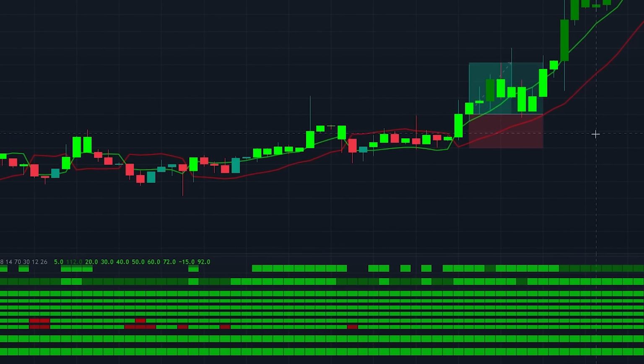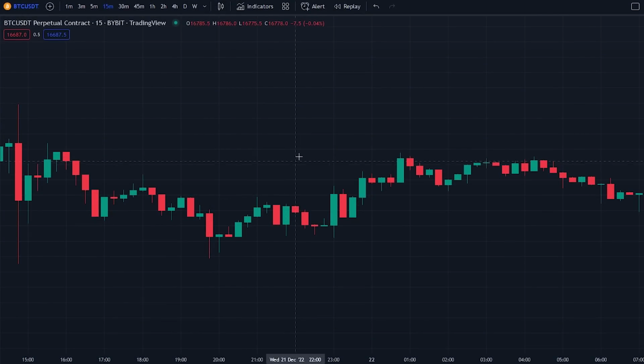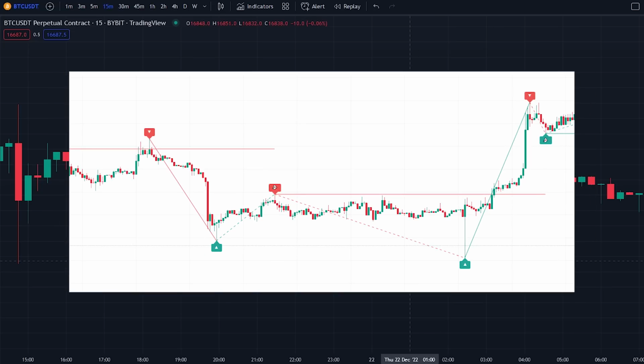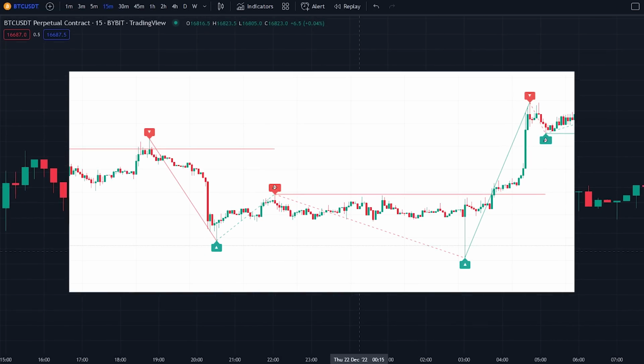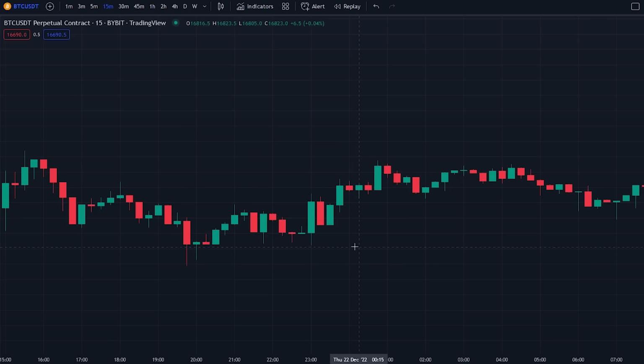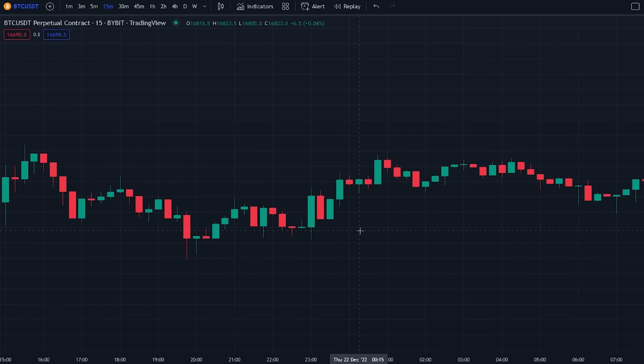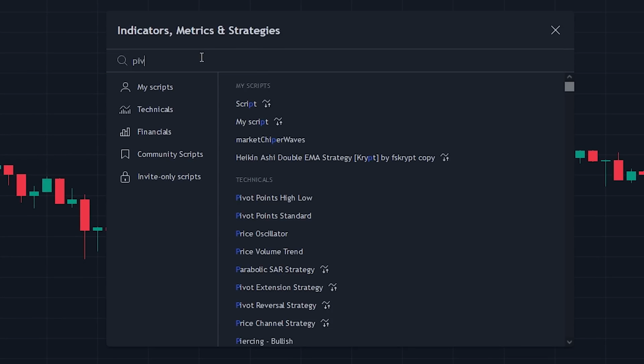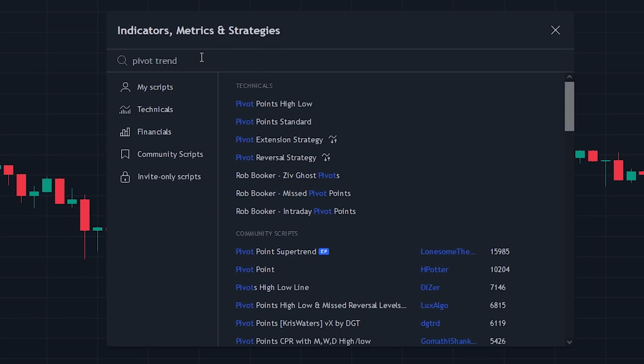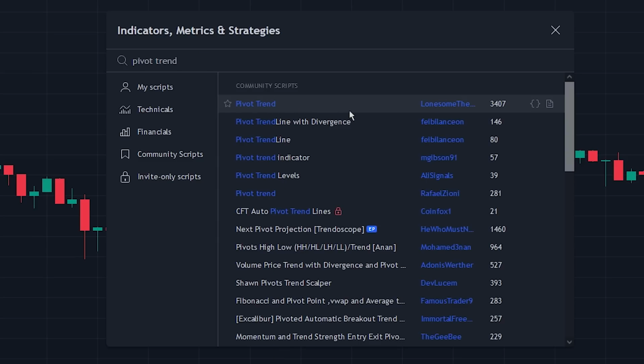Now let's take a look at the indicator in second place. In second place is the pivot trend indicator. This indicator combines the averages of multiple pivot points and shows you positive or negative trend changes. So let's add this indicator to the chart. Navigate to the Indicator Search tab and search for the pivot trend indicator. Select the indicator made by Lonesome the Blue and add it to the chart.